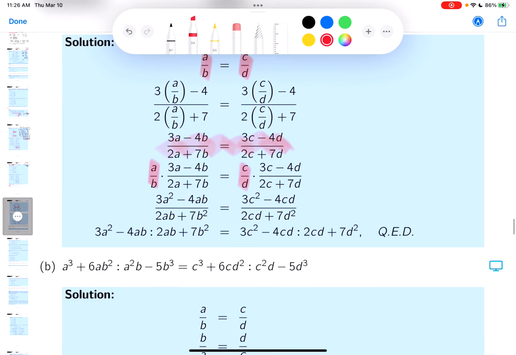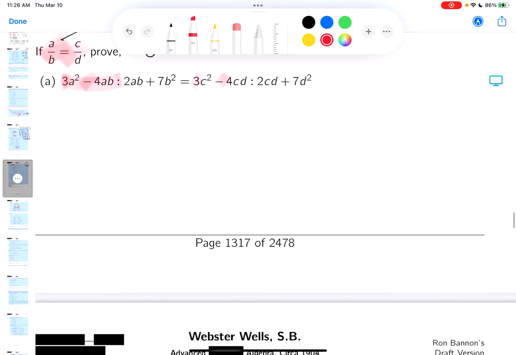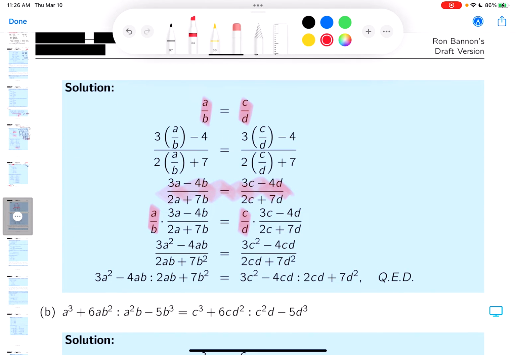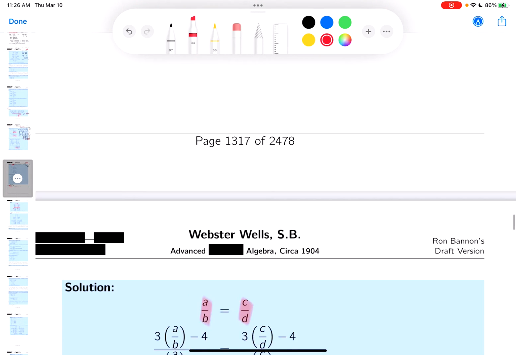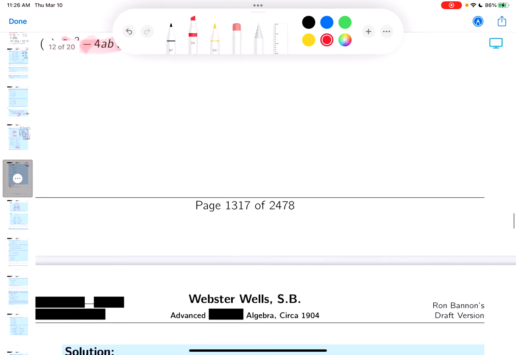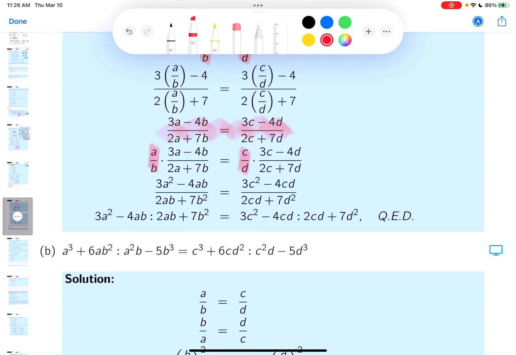Now someone says, why would you do that? To get what I want, which is the 3a squared minus 4ab on top. Again, you have to look back over here. And bottom, the 2ab plus 7b squared. And I'm getting it. Do I get the other side? 3c squared minus 4cd. Yes. Do I get the bottom? 2cd plus 7d squared? Yeah, I get it. So we got it. It's done. All right? Easy peasy, lemon squeezy.